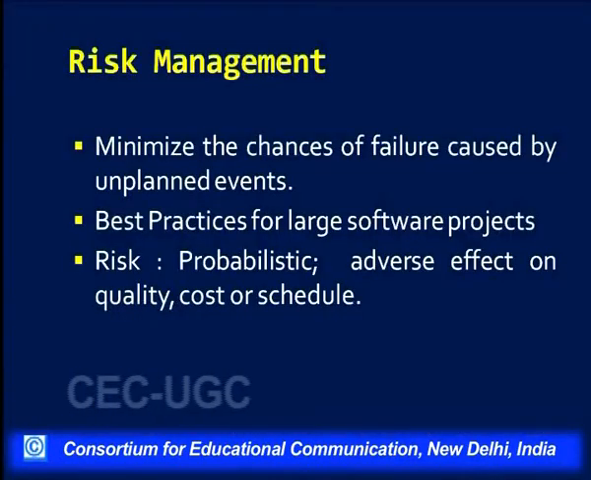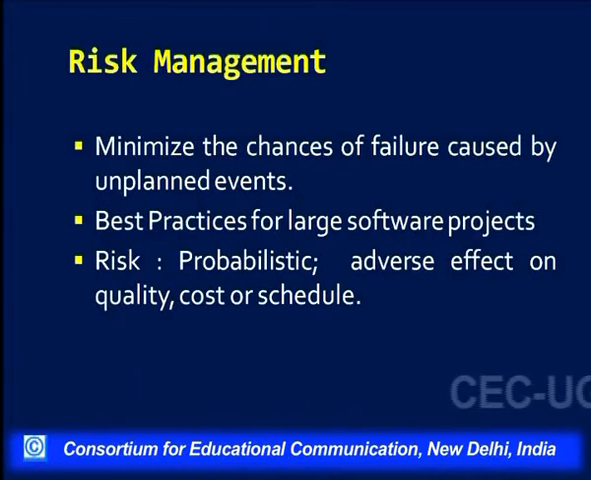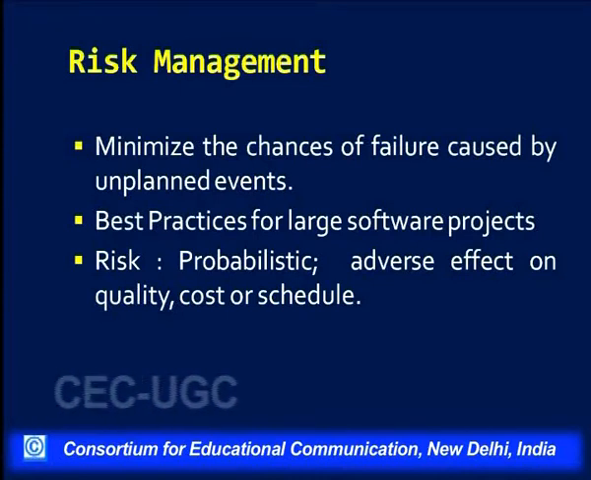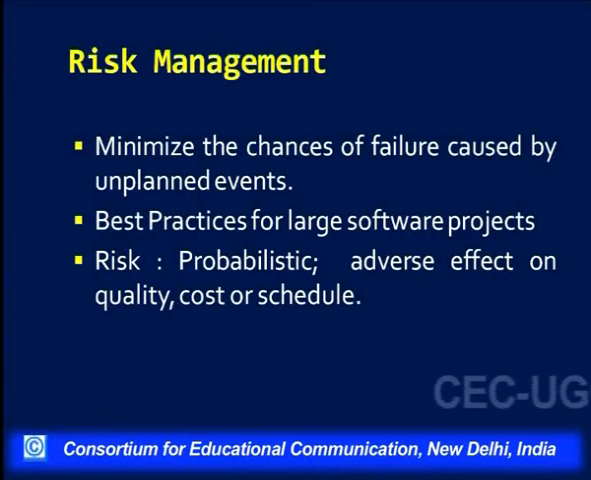So these two activities, verification and validation, are carried out to make sure that the quality of the software is as per the requirements. After the quality control and the quality plan have been taken care of, we have risk management. A risk is any adverse effect on quality, cost or schedule. Any incident or event which is going to affect the quality, the cost or the schedule is termed a risk for the software. What we are trying to do in risk management is to minimize the chances of failure caused by unplanned events.